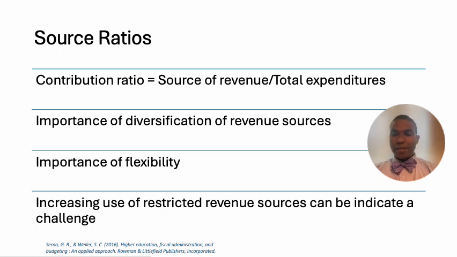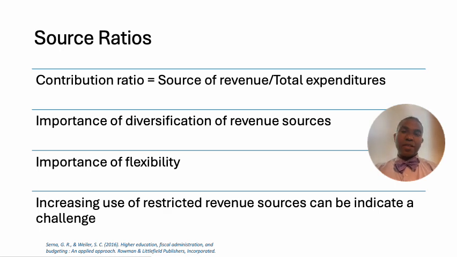All right. Let's see. I do want to look at the source ratios. So for the source ratios, you have the contribution ratio. And that contribution ratio is the source of revenue divided by the total expenditures. So you're looking at money that's coming in, and you're comparing that to all of your expenses. Okay. So basically what it's telling you is X percent of your expenses rely on this other revenue source.